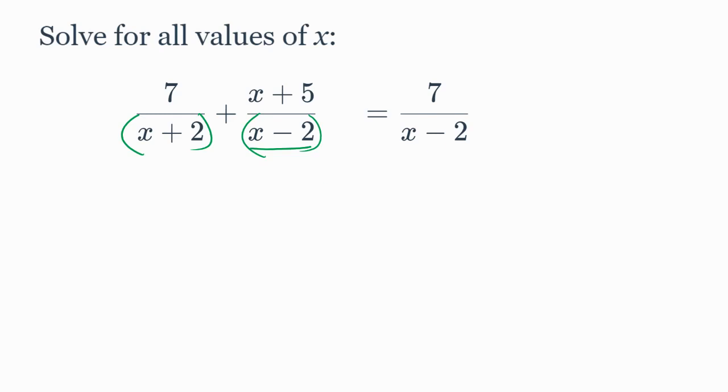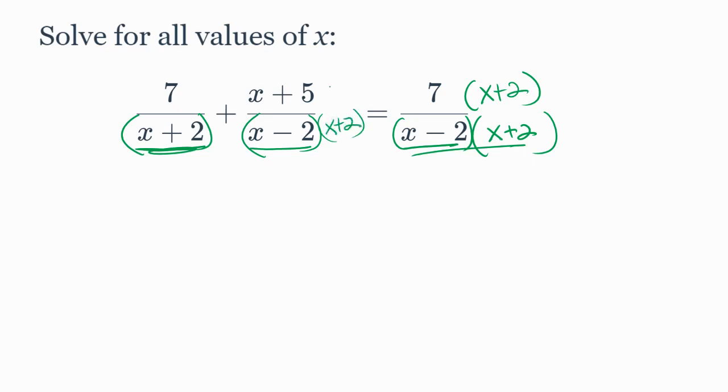So you actually have to go through and multiply each one by what it doesn't have, so they have common products. So this x minus 2 needs the x plus 2. So I multiply top and bottom by x plus 2 on this fraction. And now it has x plus 2 and x minus 2. This middle one, same thing. I need an x plus 2 multiplied against it. Put some parentheses around that x plus 5.